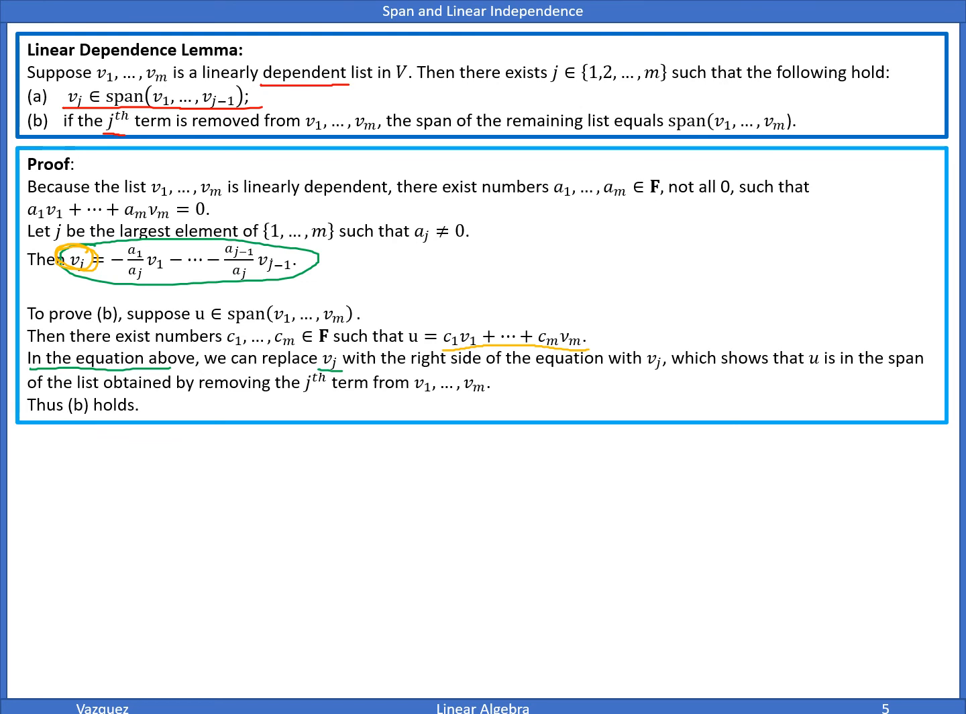And now what does that show? I'm just going to write it out just to make things clear. CMVM is equal to negative A1 AJ V1 minus. So what I did was I replaced this Vj over here that I'm circling with this linear combination. And now it shows that since this is equal to U, well, U can also be written as a linear combination of V1 all the way to Vj minus 1. And therefore proving B.